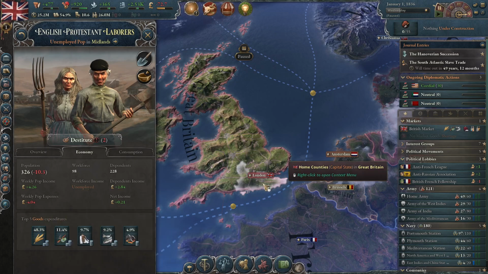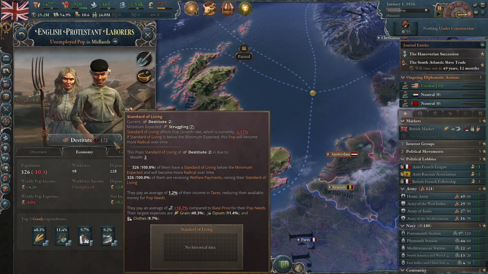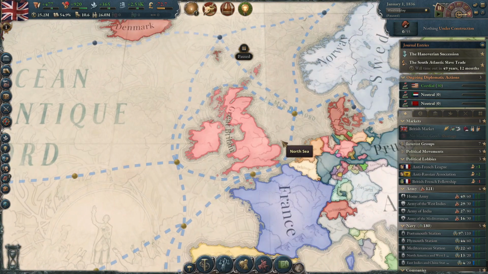So, quick side note, Social Security can come in handy here in the mid to late game, but early game I wouldn't worry about it.